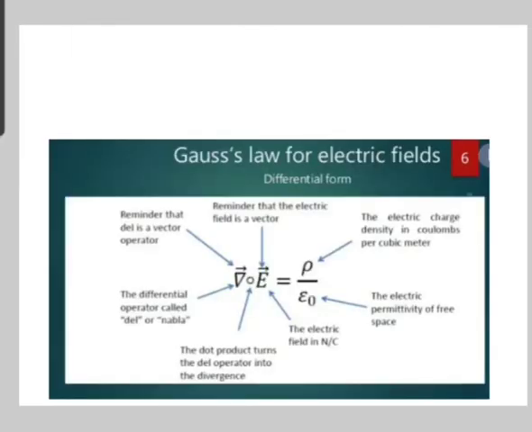Similarly, for the differential form, we have already seen the equation. Now here we have just explained the different terms. So first is the del. Bar means it is a vector quantity. Then it is a differential operator called del. Then the dot product. Then next is E, the electric field, and bar means it is a vector quantity. Then rho is the electric charge density in coulomb per cubic meter, and epsilon 0 is the electric permittivity of free space.